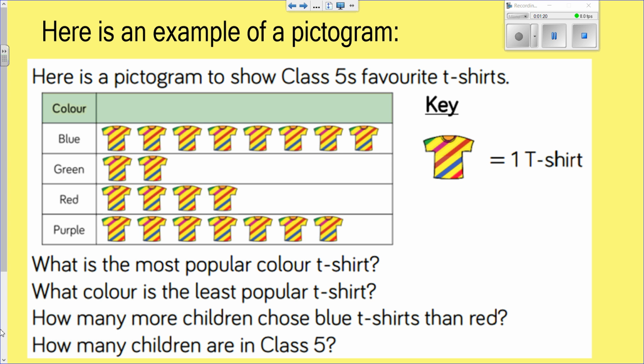You could pause the video now if you wanted just to have a little think about the following questions. What is the most popular colour t-shirt? What is the least popular colour t-shirt? How many more children chose blue t-shirts than red t-shirts? So have a look at the blue line, have a look at the red line, how many more? And how many children are there in Class 5 altogether? If you want to pause this, you could quickly jot down your answers.